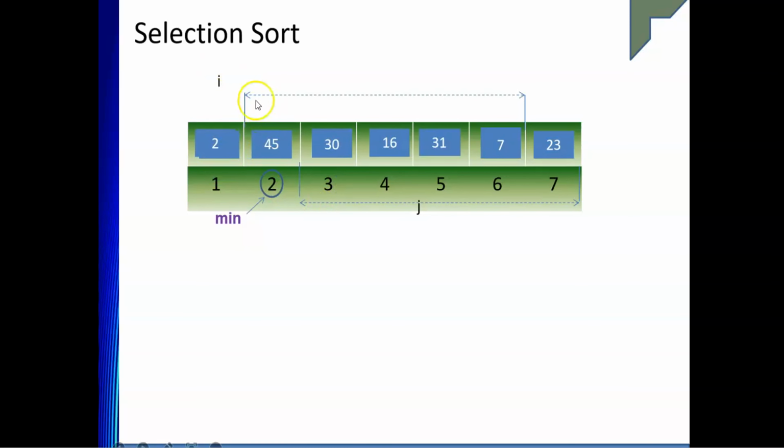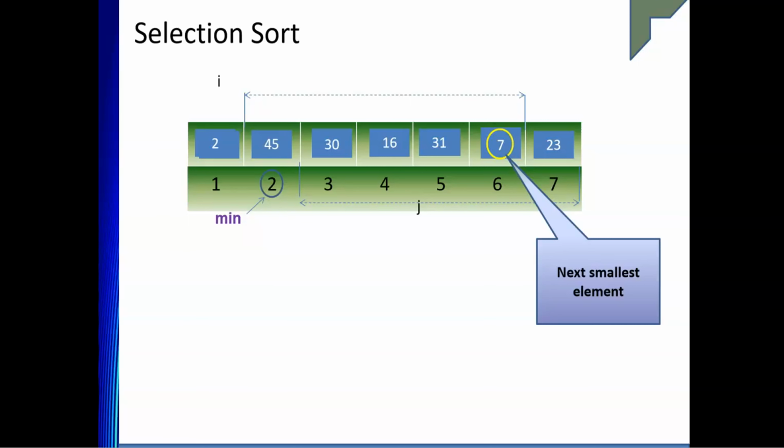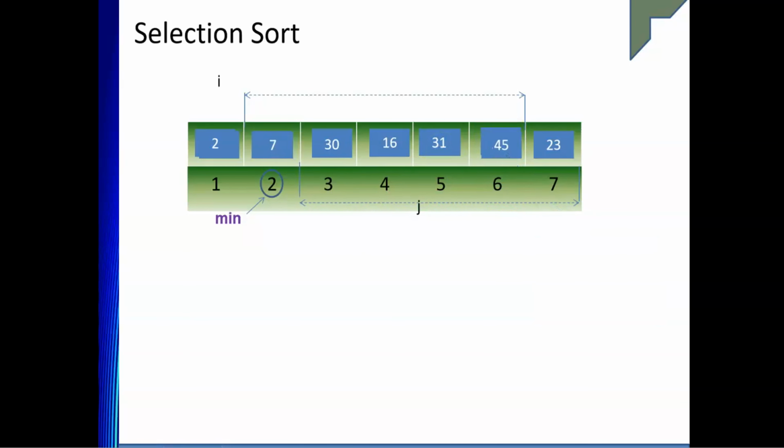Now you can see my I starts from here, from 45, and my J starts from the 30. Next smallest element, when you scan it, the same thing we're going to do. I take the minimum to be 45 and compare with 30. So 30 will be the minimum, and my position will be 3. Then I compare, 16 is the minimum, then the position will be 4. It will continue till you reach 31. Then I find out the minimum is 7, which is in position number 6, correct?